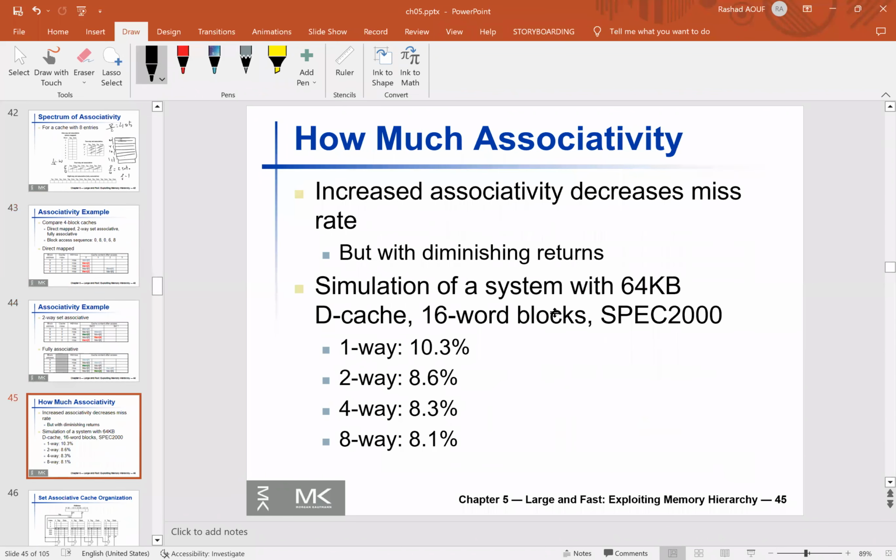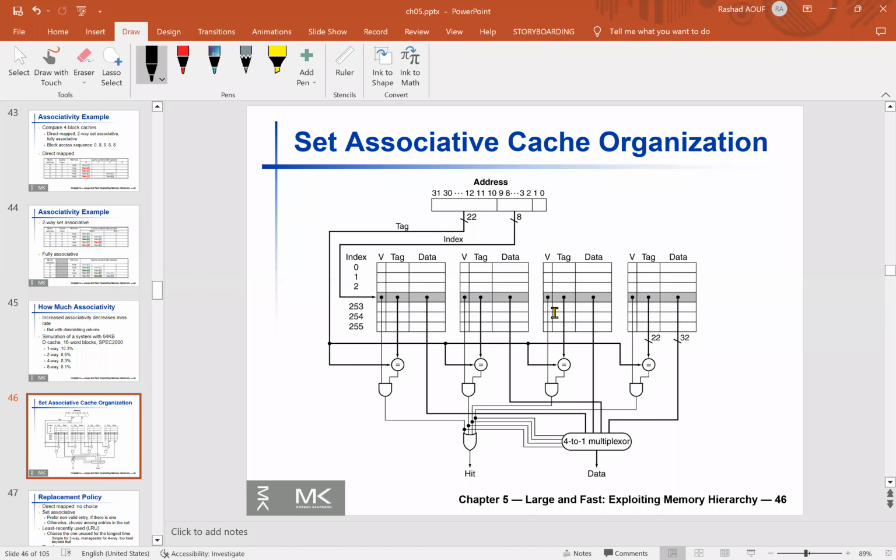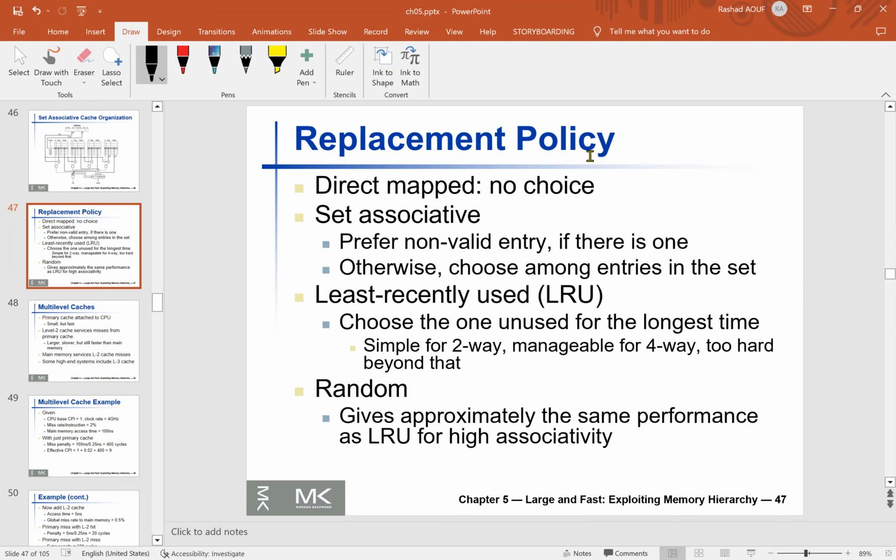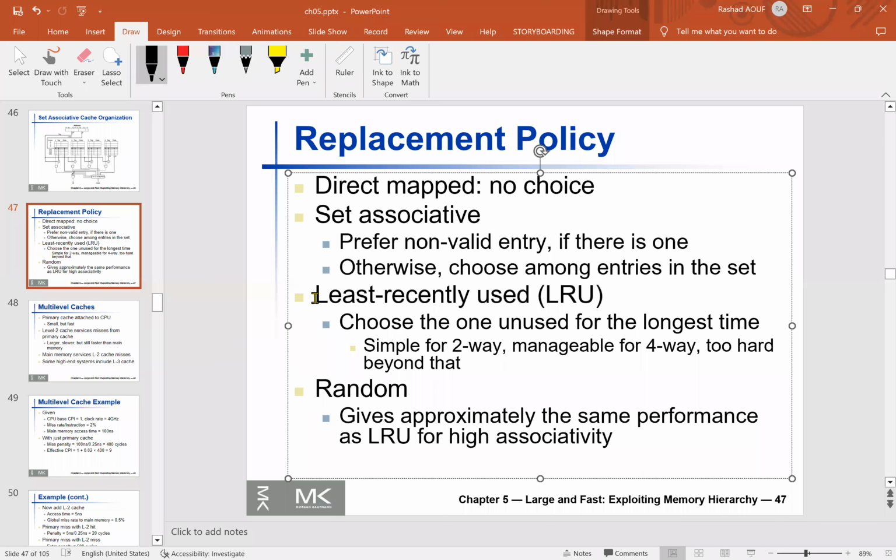Another example. I want to go to set associative replacement. I talked about the replacement policy. Least recently used needs a time tag, as we saw, and it is expensive. Random is cheaper because I don't have a time tag. There is also first in first out and least frequently used. You are responsible for knowing these as definitions.